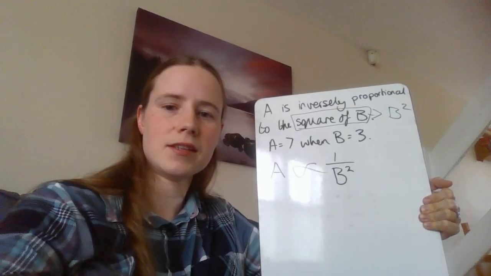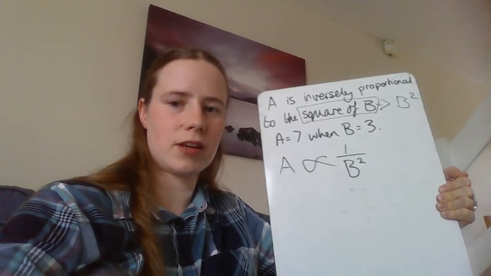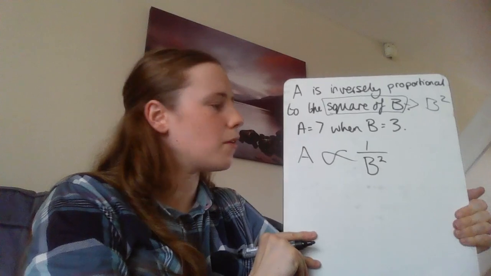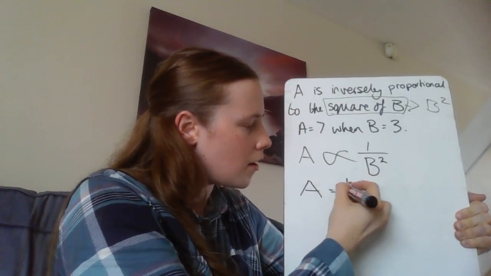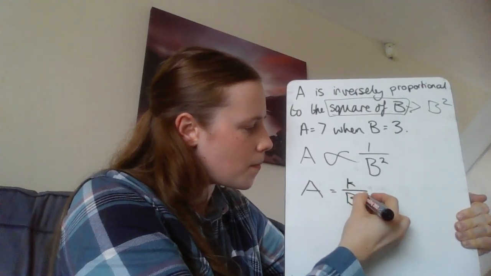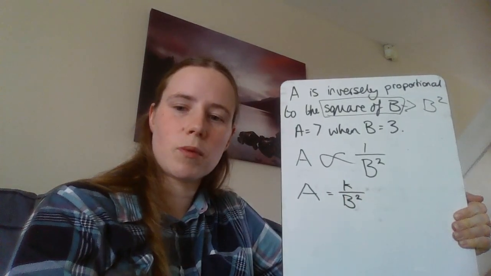Now that I've got that made, I can start working through. Sorry, I can see the shadow there isn't helping you. Okay, so now I've got that, I can write a is equal to k over b squared. And from then on, it's very similar to what I've got before.